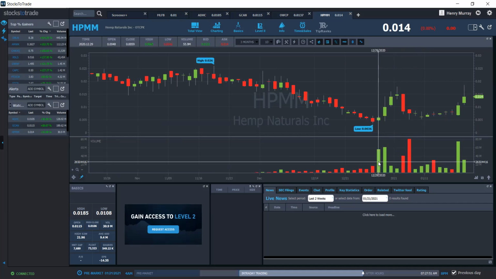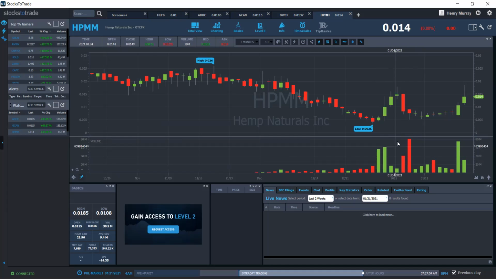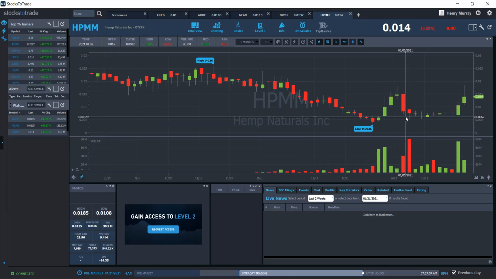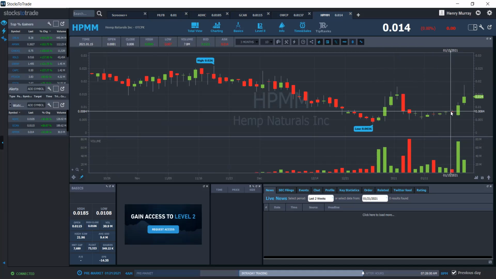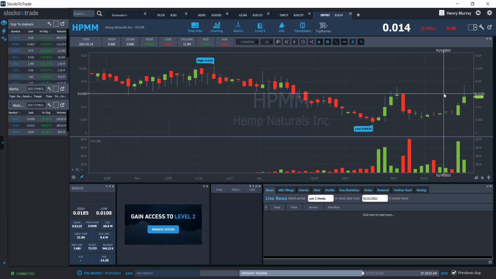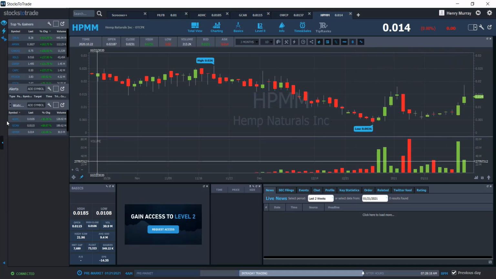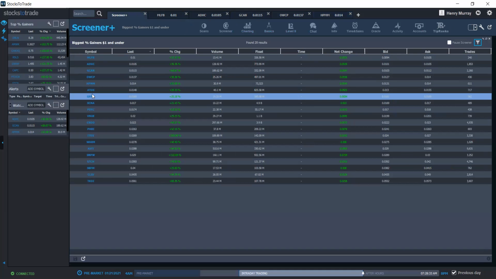All right, you could see here it spiked and ran for 4 days, then pulled back, consolidated, and it's now spiking 2 days. It has broken out above the previous high. This one could have the potential to break out and spike a 3rd day. Let's go ahead and add it to our list. HPMM. Okay, already on my list. Awesome. All right. Let's move on.